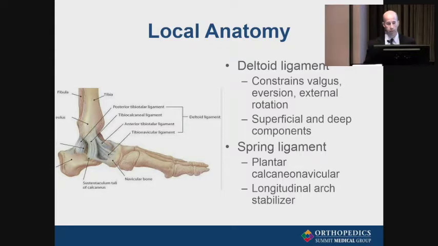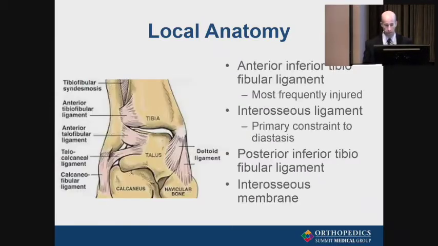The deltoid ligament medially constrains valgus and eversion. It controls external rotation. It has superficial and deep components that have slightly different roles. The spring ligament, I think mostly we're going to skip over, but it can be associated with bad arch injuries.